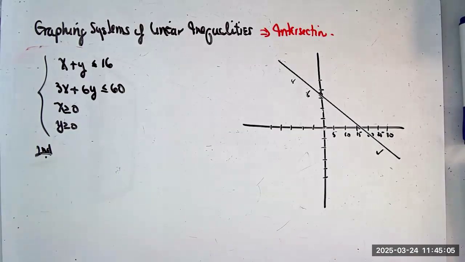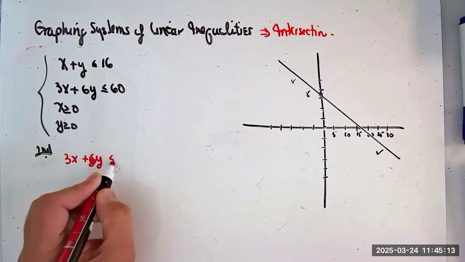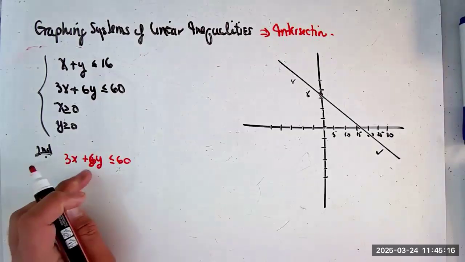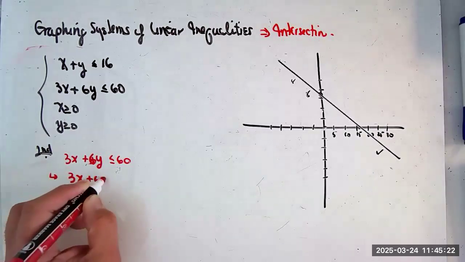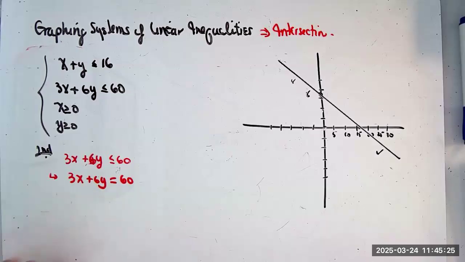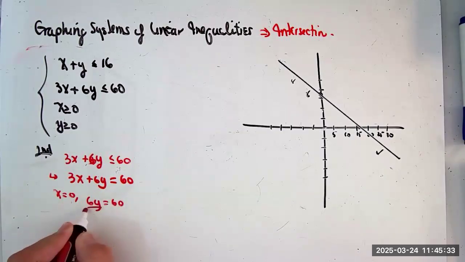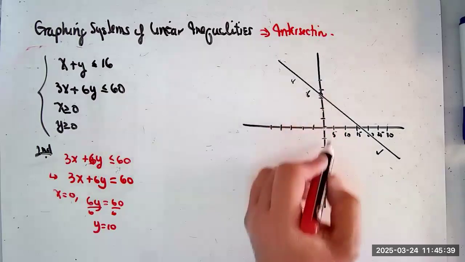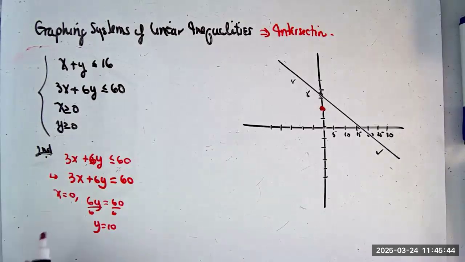Second, let's switch colors. What do I have? 3x plus 6y less than or equal to 60. Again, we first need the boundary line, 3x plus 6y equals 60, and here I can also use the x and y intercepts. When x equals 0, 6y equals 60, so y equals 10. So I'm going to hit the y-axis at 10.